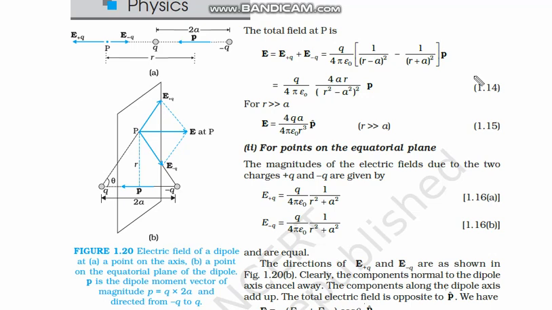So we were seeing the electric field at this point P due to these two charges, positive Q and negative Q, and we were trying to calculate the electric field at this point P. So what we did, we calculated the electric field due to the positive charge as well as the negative charge, and this Q upon 4 pi epsilon naught was common, and for the positive one this was 1 upon (r minus a) whole square, for the negative one 1 upon (r plus a) whole square.